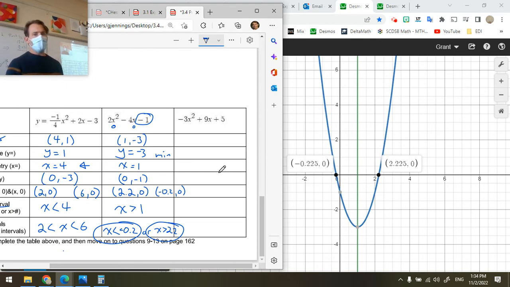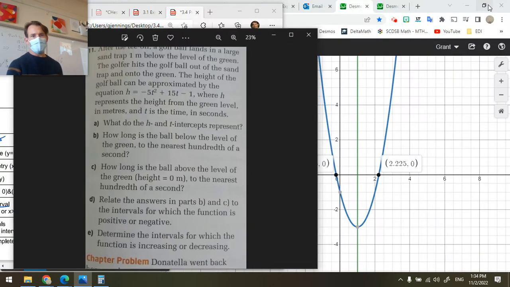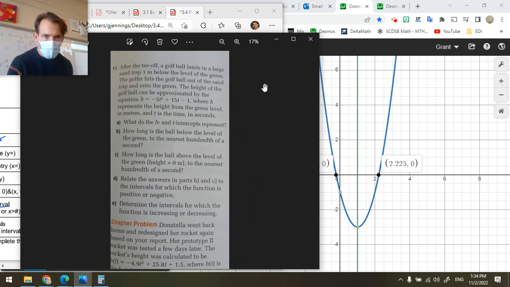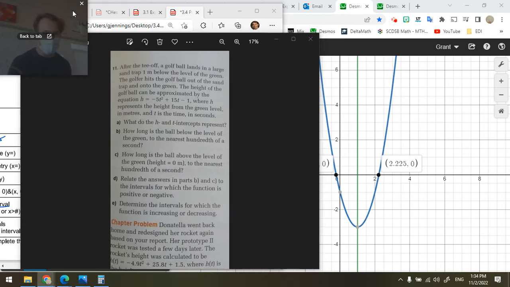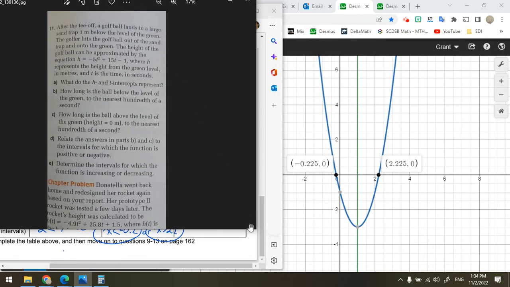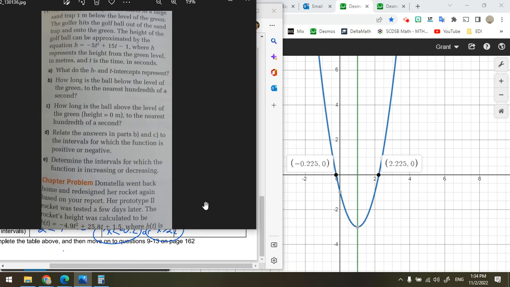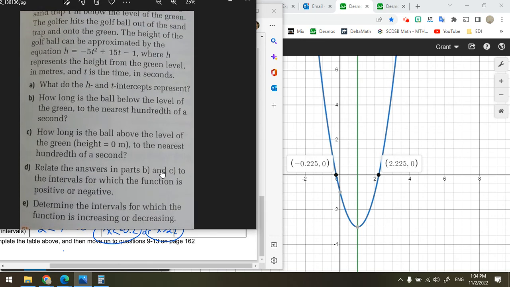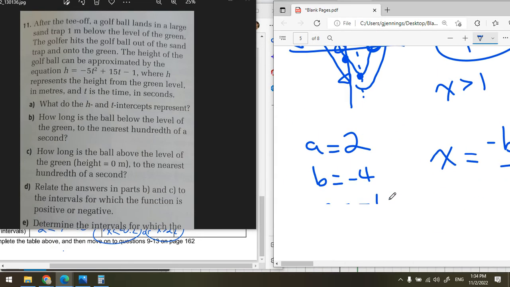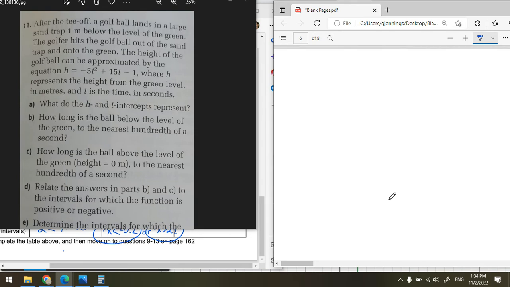So let's take a look at how we might apply these types of things in a more real world like situation. I'm looking at this textbook problem. Let me zoom in properly. Okay, here we go. I'll read it. After a tee off, a golf ball lands in a large sand trap 1 meter below the level of the green. So with problems like these, it's useful to have your blank paper ready and to draw a picture.